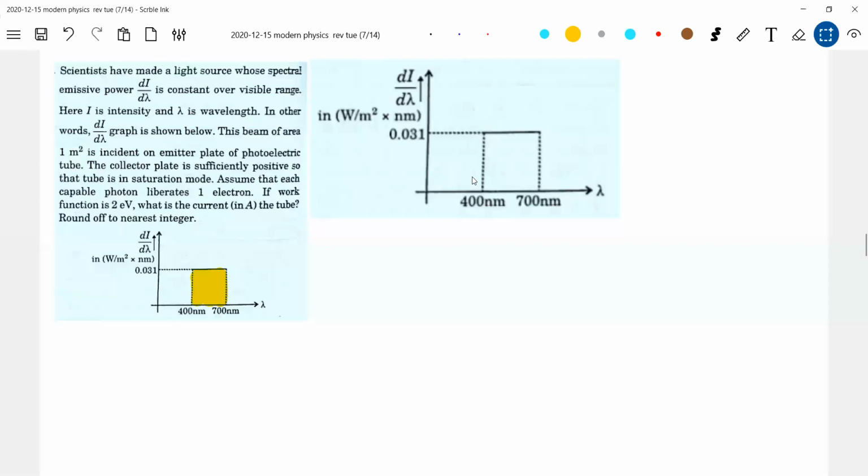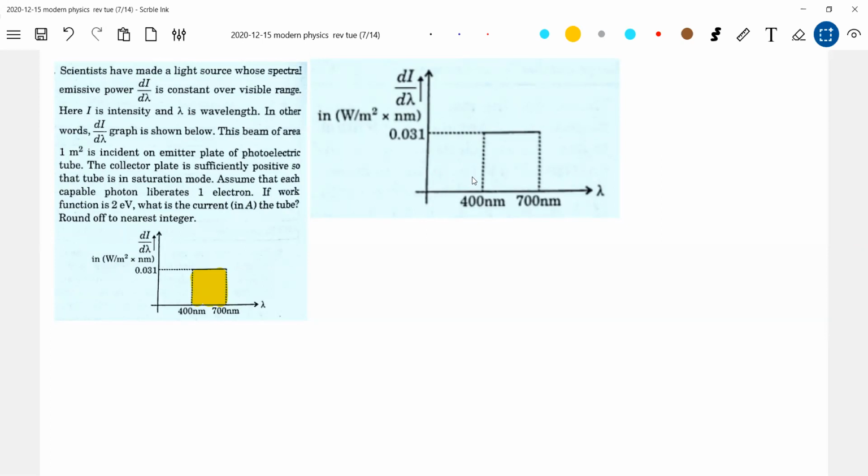I picked up a problem where the source is not monochromatic. Most of the photoelectric problems we discuss are for a monochromatic source, but here a chromatic source has been brought. That's all, nothing big.